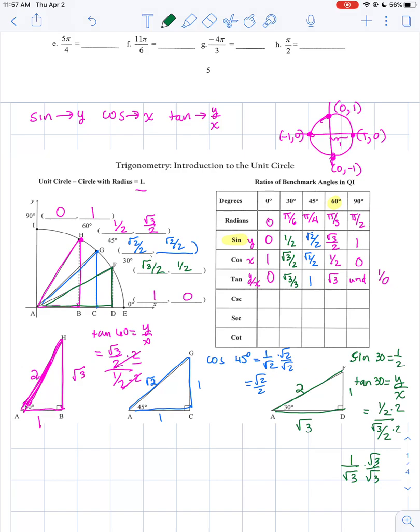So the goal is for you guys to remember this and not have to do the triangle each time. I wanted to show you guys the triangle to make the link between what we had learned before and how that translates to the unit circle.